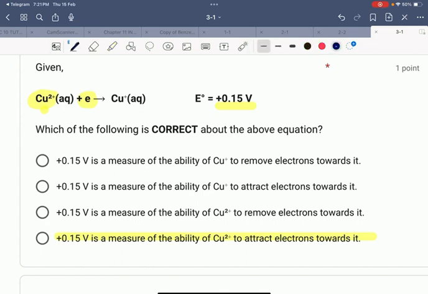If it is remove, it cannot be. Remove means it produces electron. Okay, this one is rejected. Measure of ability of copper 2 plus. Copper plus. This is copper plus. Okay, according to the equation, this is copper 2 plus. So this is also incorrect.